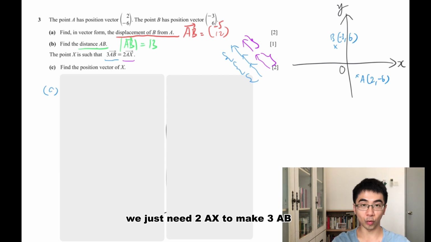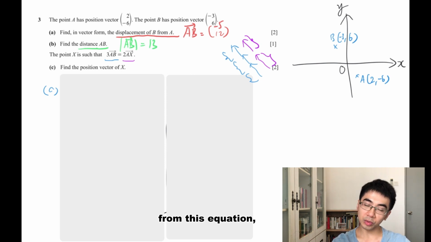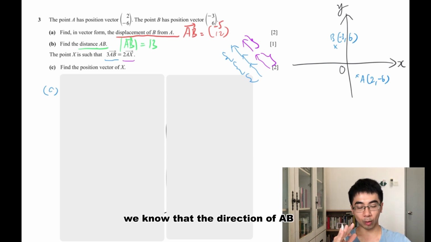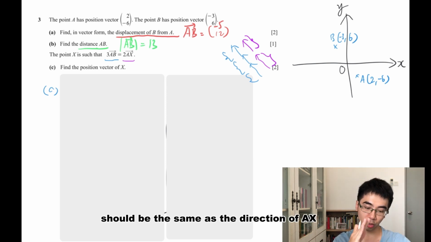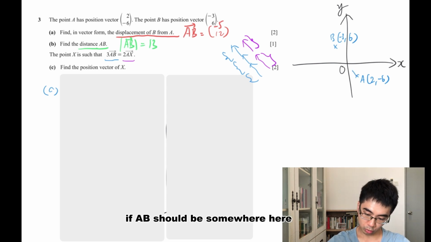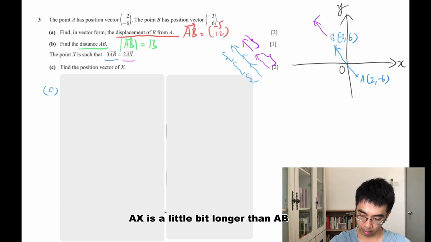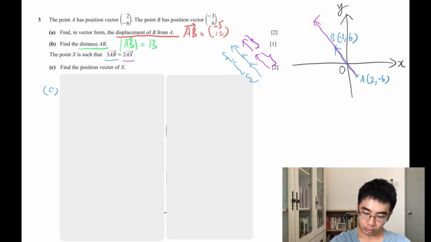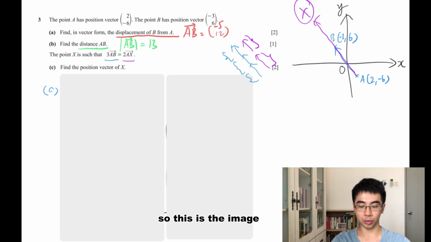We can make 3AB. So from this equation, we know that the direction of AB should be just the same as the direction of AX. So AB should be somewhere here. So X should be somewhere here, a little bit longer than AB. X should be somewhere here. So this is the image.